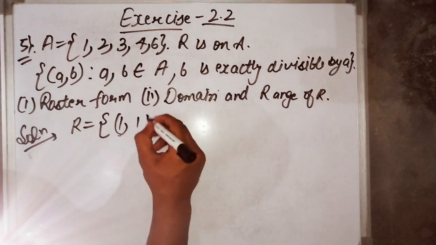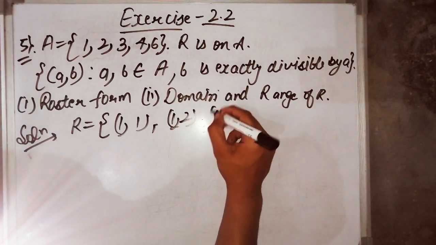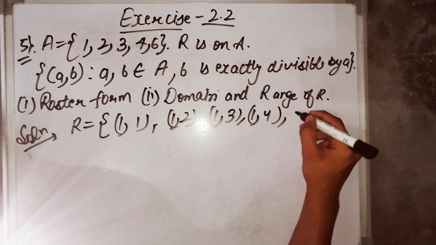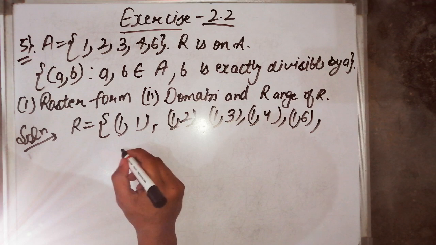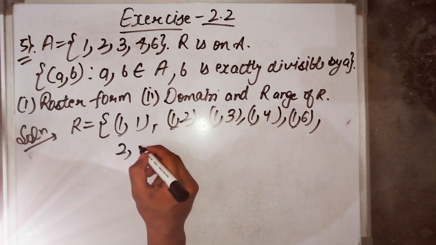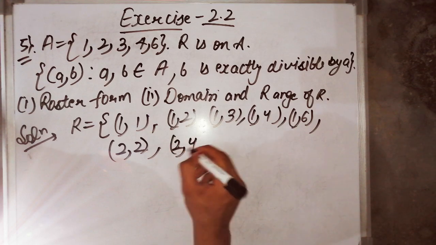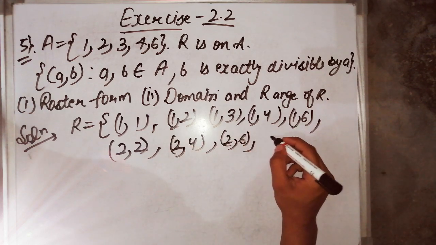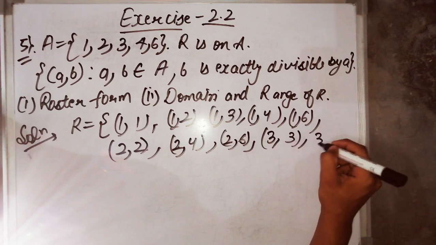1 1, 1 2, 1 3, 1 4, 1 6, and what next? 2 2, 2 4, 2 6, 3 3, 3 6.